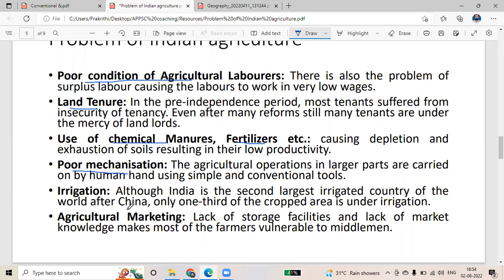The farmers need to sell it as early as possible. The farmers will give in very low price and the middleman decides what will be the price of that product in the market. He will earn maximum profit.